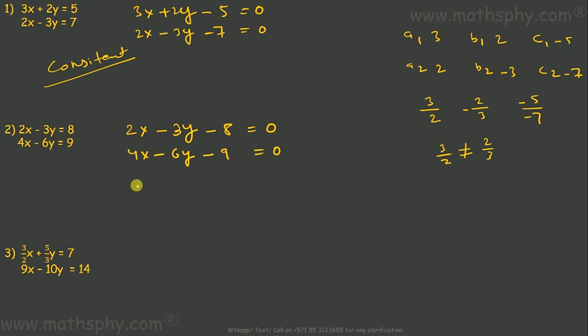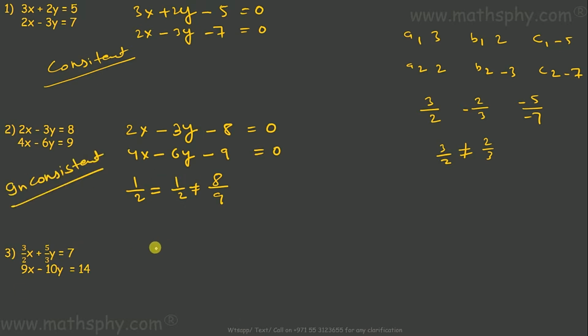So A1 over A2, 2 over 4 means 1 over 2. B1 over B2, negative 3 over negative 6, which is 1 over 2. C1 over C2, negative 8 over negative 9, which is 8 over 9. So A1 over A2 is equal to B1 over B2, but not equal to C1 over C2. This gives me parallel lines, means inconsistent.